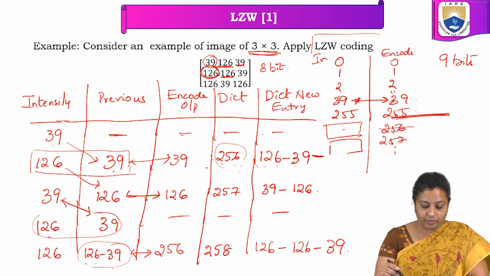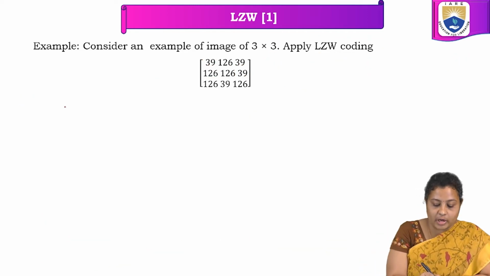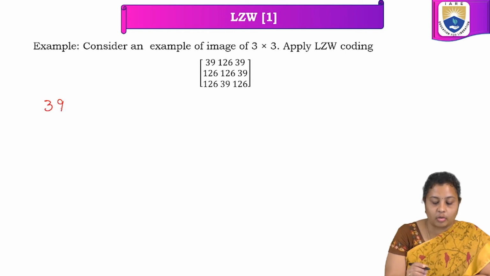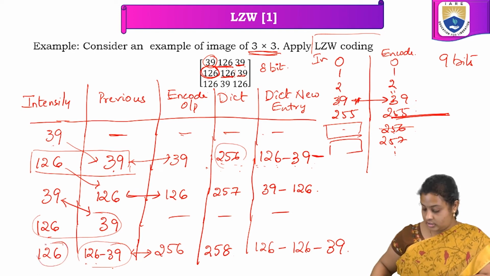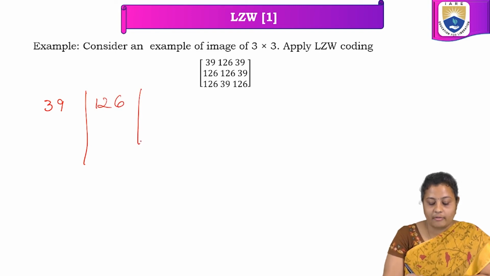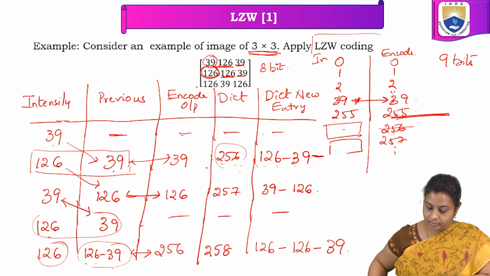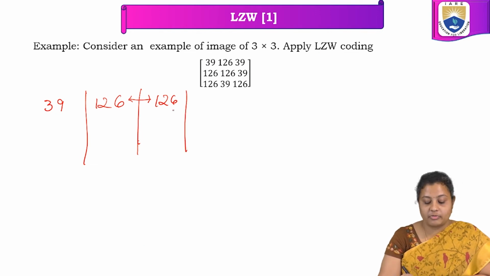Next, if you observe, we have completed till this point. Next, we have the 39 intensity value. So let me just go on. I have the value 39. Now, what will be my previous intensity value that I have to consider here? It will be 126, right? So my previous intensity value is 126, and the encode output should be 126.